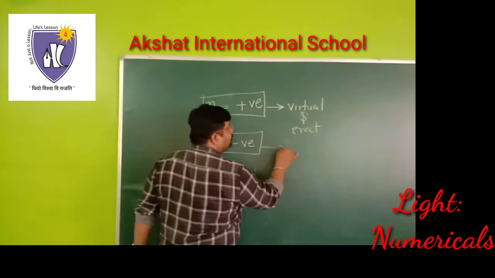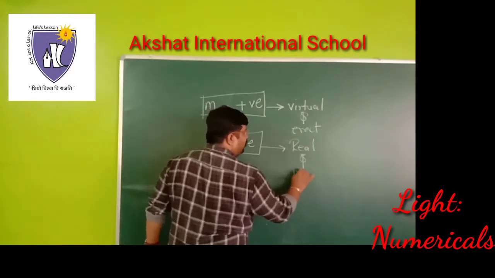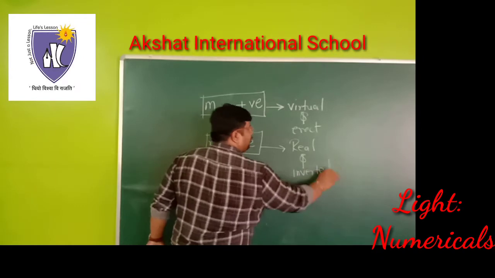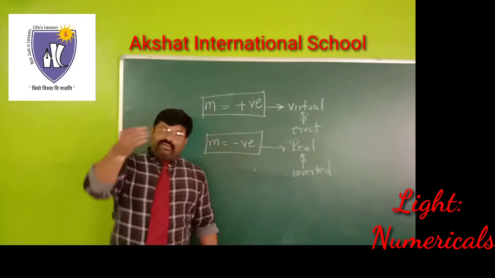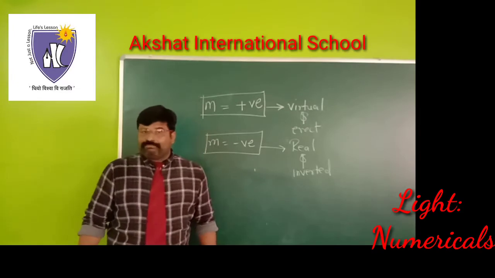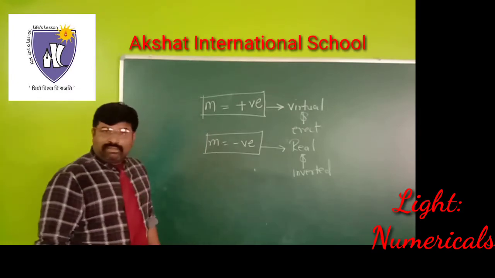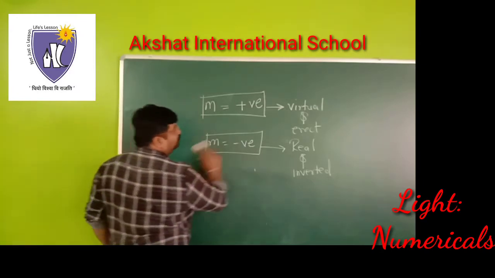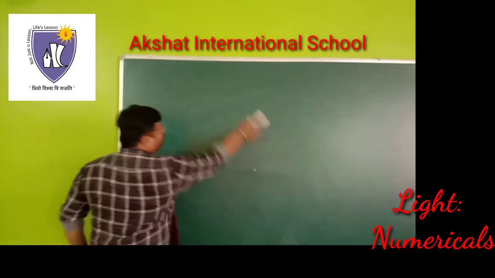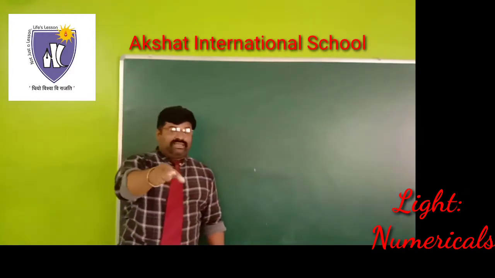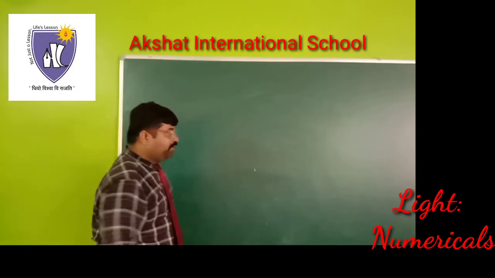then in this case the image will be real and inverted. Means the image formed will be a real image and it will be inverted. Okay, now let's find out with an example. I hope you noted down what I had written here: if m is positive, image is virtual and erect, and if m is negative, then image is real and inverted.